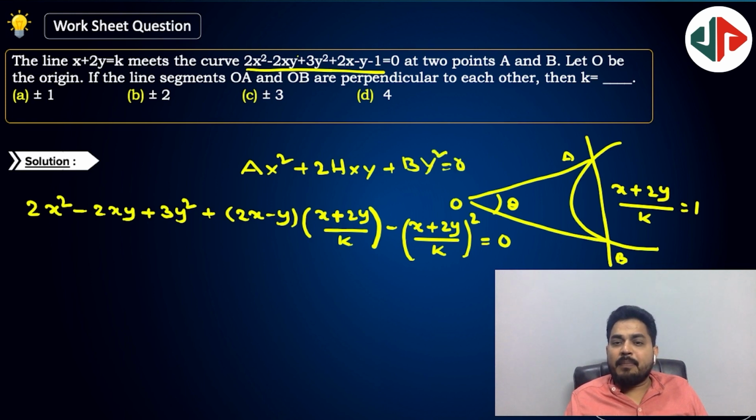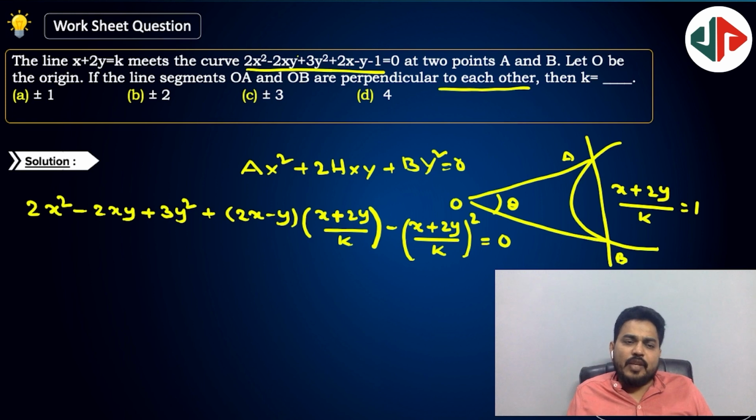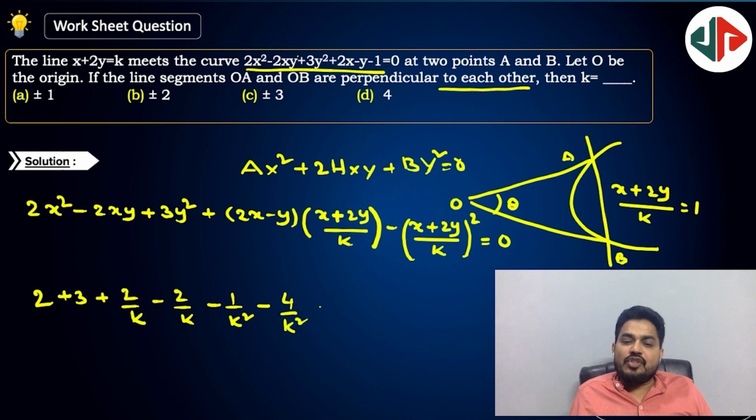How are they perpendicular to each other? So x square coefficient plus y square coefficient must be equal to 0. What is the x square coefficient here? 2. Y square coefficient here 3. Here x square coefficient is plus 2 by k. Here y square coefficient minus 2 by k. Here x square coefficient minus 1 by k square. Here y square coefficient minus 4 by k square should be equal to 0. 2 by k, 2 by k cancel. So 5 is equal to 5 by k square.